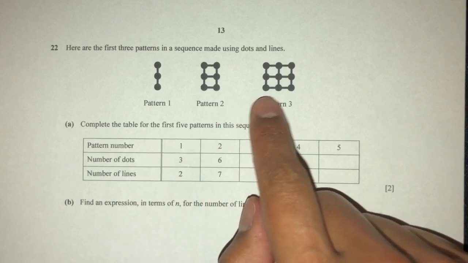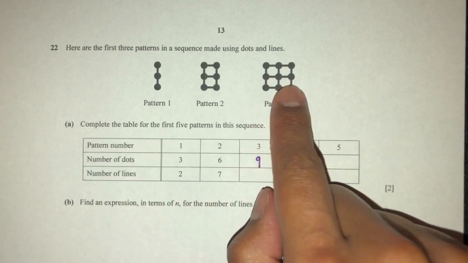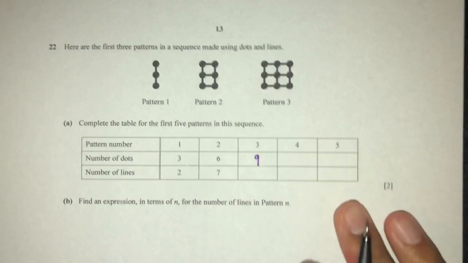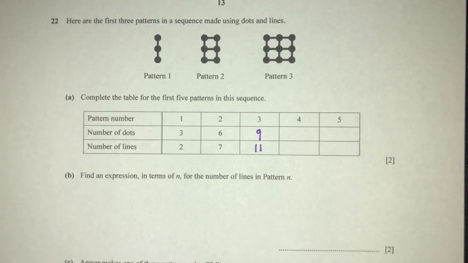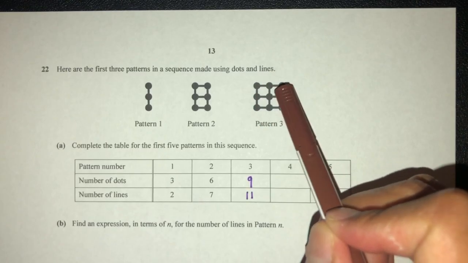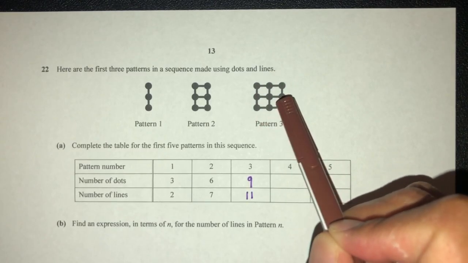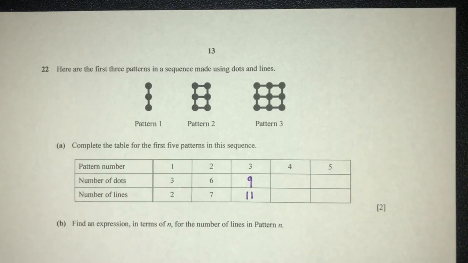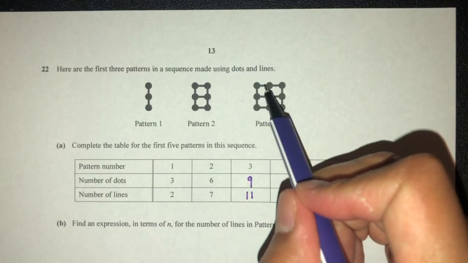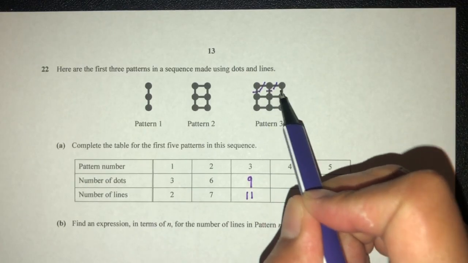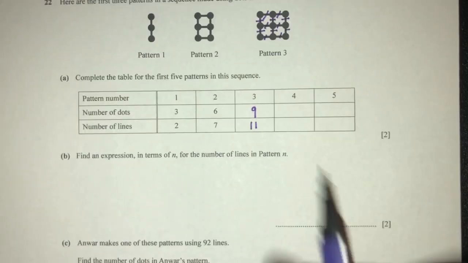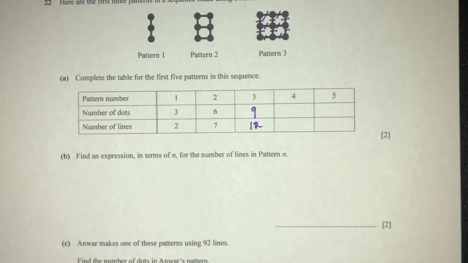We have 1, 2, 3, 4, 5, 6, 7, 8, 9, 10, 11. That'll be 11 lines. Let's double check just to make sure: 1, 2, 3, 4, 5, 6, 7, 8, 9, 10, 11, 12. Wait, now we have 12. Let's double check again. Let me mark this. 1, 2, 3, 4, 5, 6, 7, 8, 9, 10, 11, 12. So 12 lines in total. Okay, good.